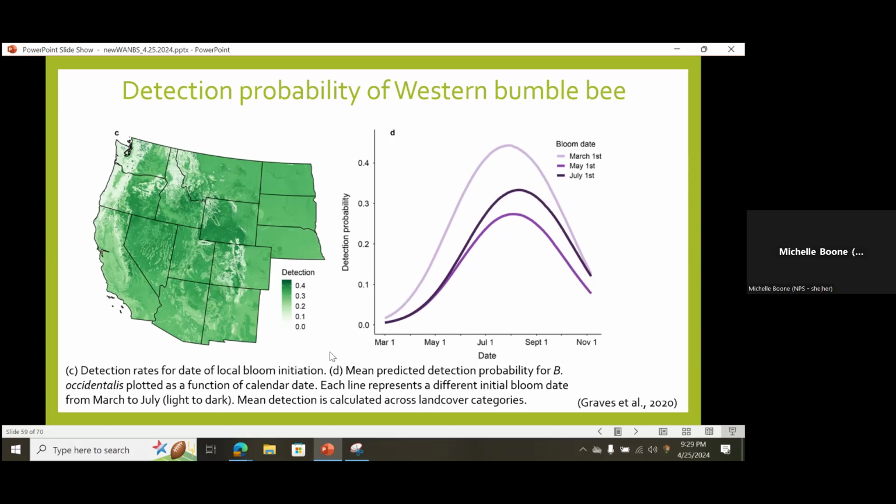So you can see the detection of the species peaked around the same time every year, but detection probability got much higher around peak when bloom dates were earlier, so that March 1st bloom date, versus if initial bloom date was in May or July, detection just never got as high, probably because there were fewer colonies. I'm sure having those initial spring flowers helped more colonies to thrive and make it that long.